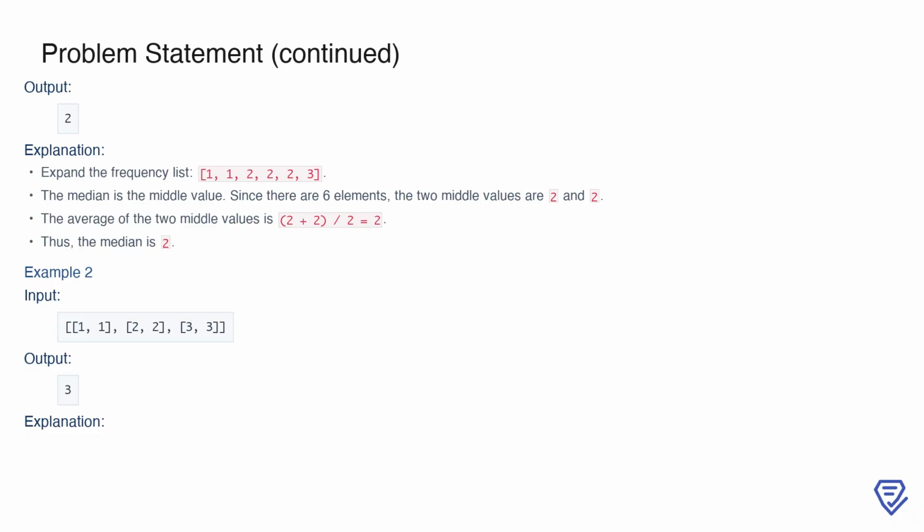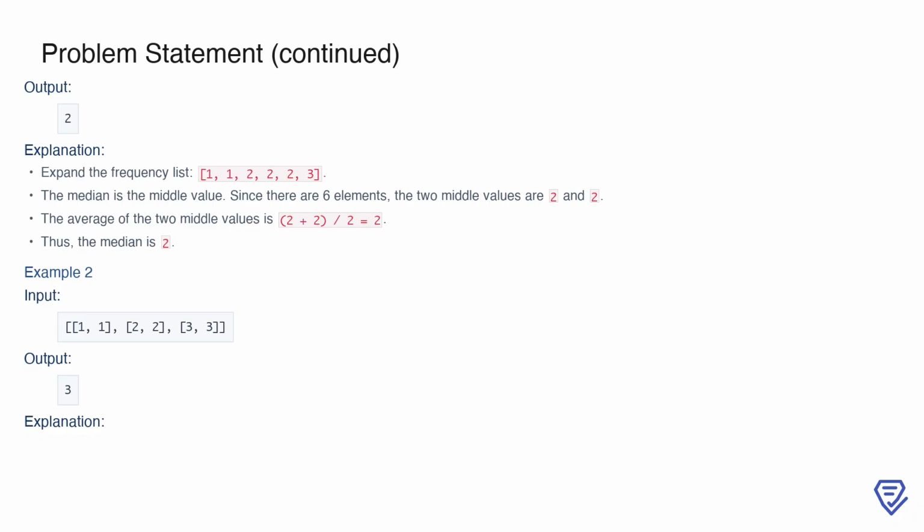The input is [1, 2], [2, 3], [3, 1]. Here, the number 1 appears 2 times, the number 2 appears 3 times, and the number 3 appears once. Expanding this frequency list results in 1, 1, 2, 2, 2, 3. To find the median, we locate the middle value of this ordered list. Since there are 6 elements, the two middle values are the third and fourth elements, which are both 2.